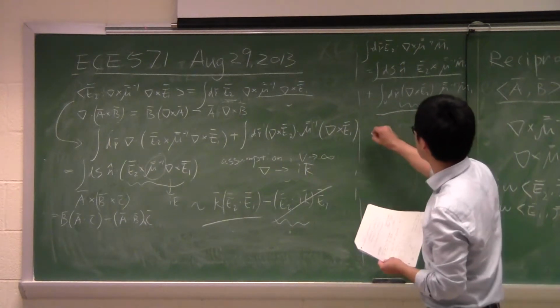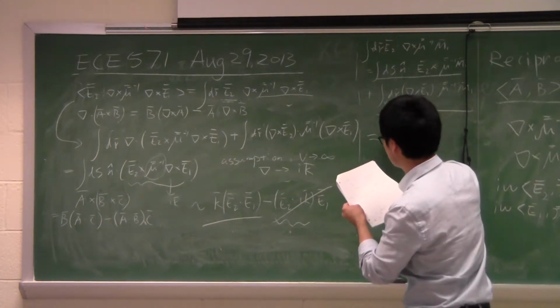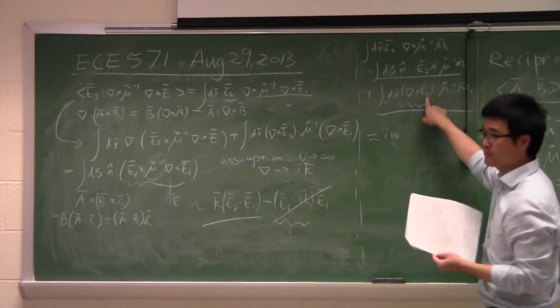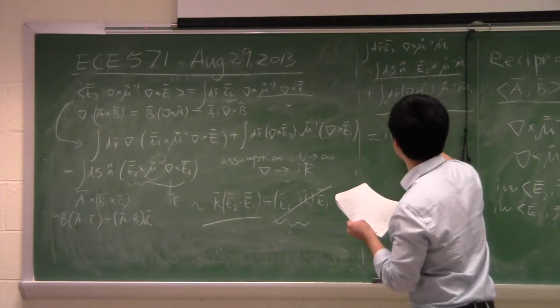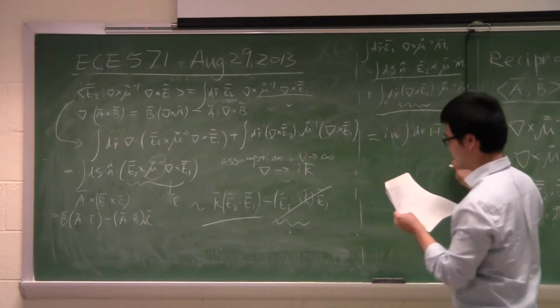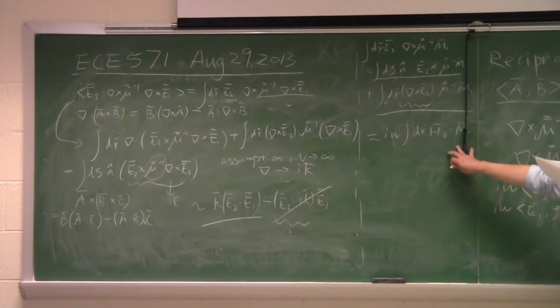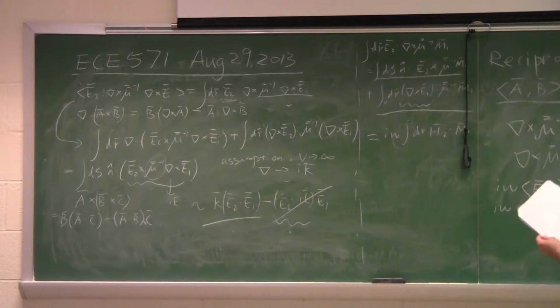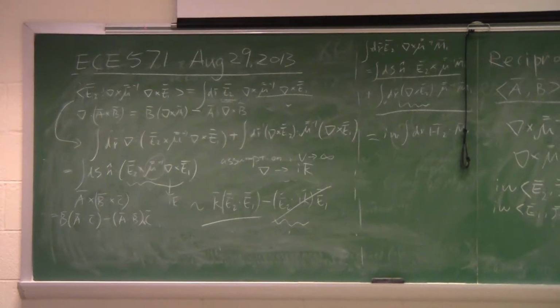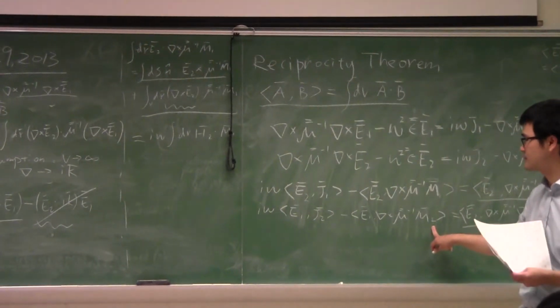Means the magnetic field, right? So now we can change this to the magnetic field generated by source 2. So it's just the inner product of the magnetic field dotted with the magnetic current of source 1. Okay, so this term becomes the inner product between H2 and M1. And this term will become an inner product of H1 and M2.